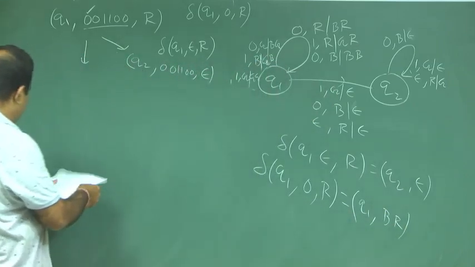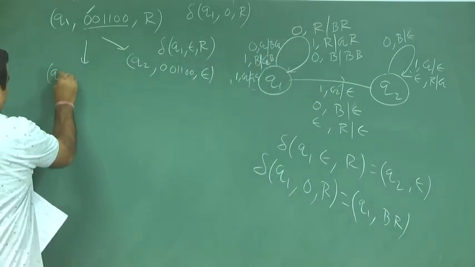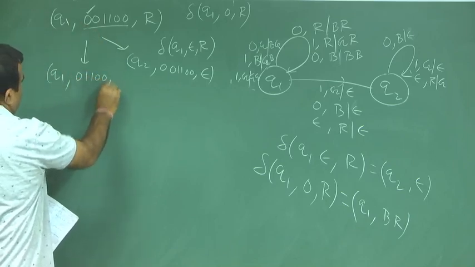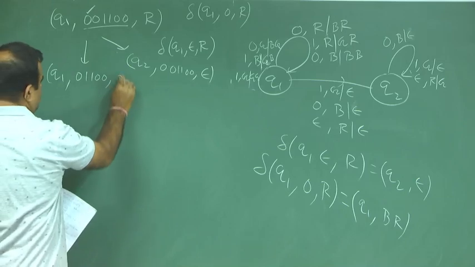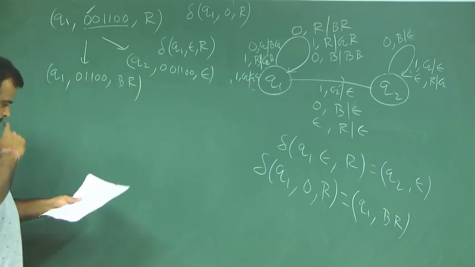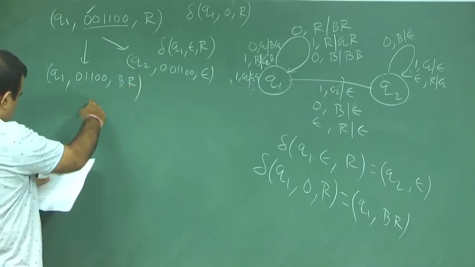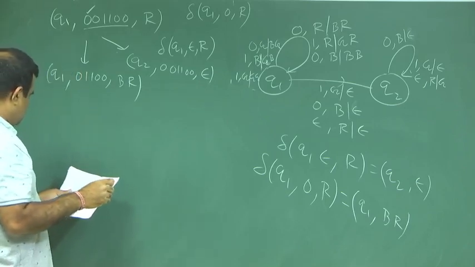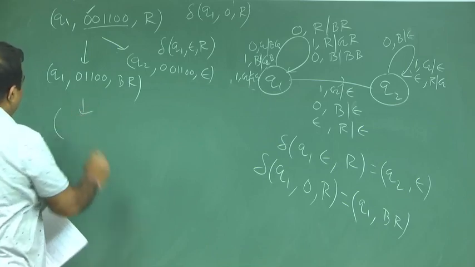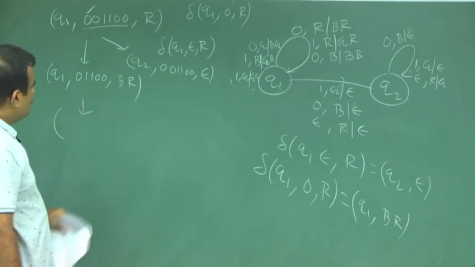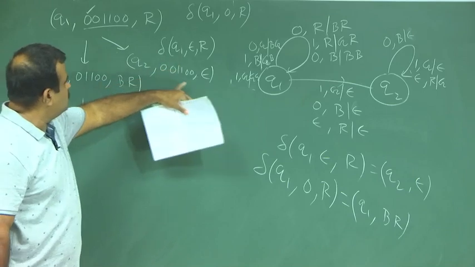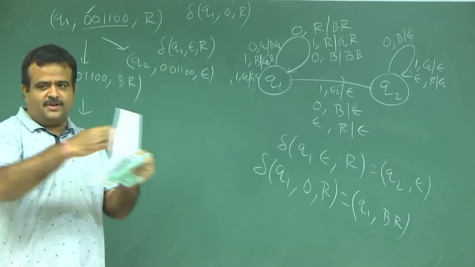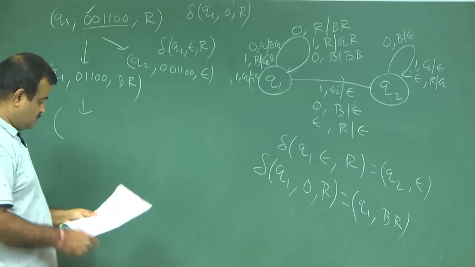So, this is going to q 1. So, this is gone. So, 0 1 1 0 0 and r is replaced by b r. Okay. So, similarly, we can try with, now we can read 0. If we read 0, we are not considering epsilon move, because epsilon move will be getting halt in some situation. But anyway, if you want to have a complete tree, you should explore with the epsilon also.